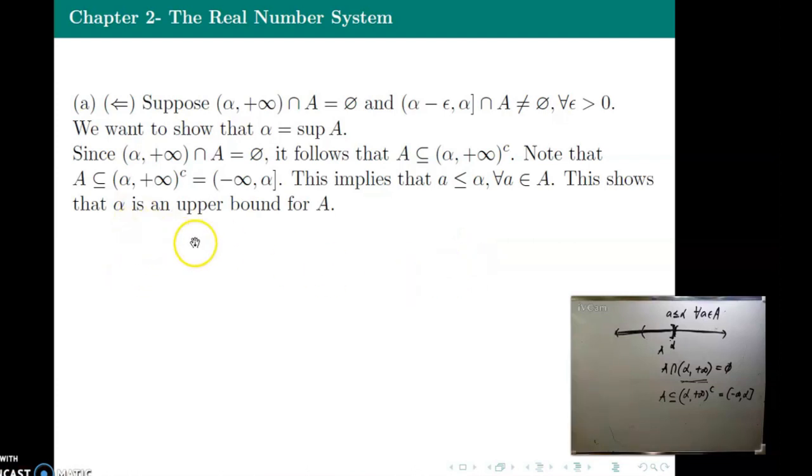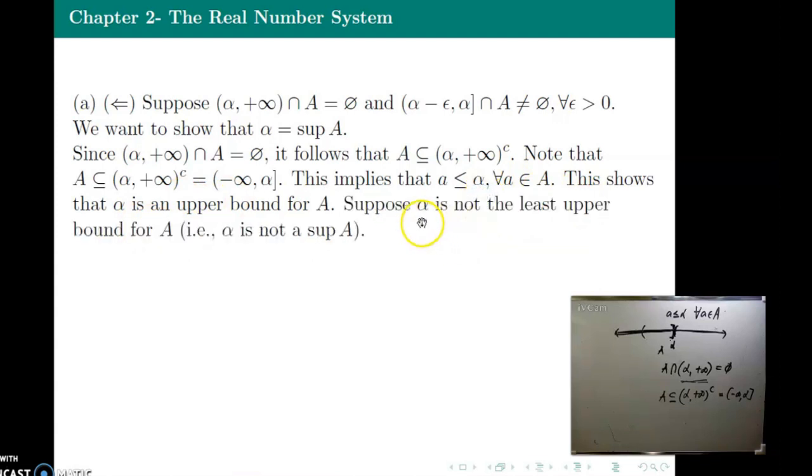This shows that alpha is an upper bound for A. Because we have here our definition for an upper bound, that if a is less than or equal to alpha for all elements in the set A, then this is the upper bound for A. Now suppose alpha is not the least upper bound for A. So we are to suppose that alpha is not the supremum of A. So we will be using contradiction here.